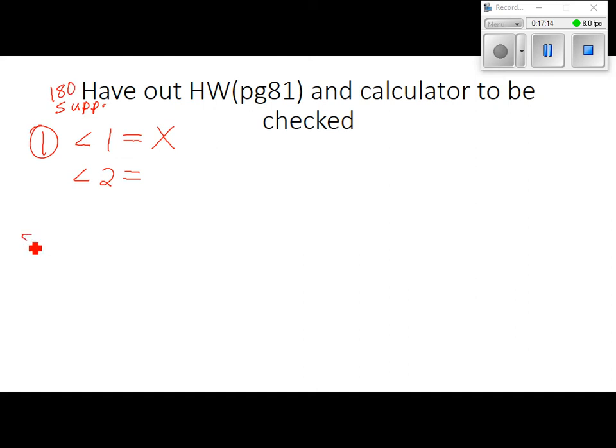If angle 1 was 50, what's angle 2? 130. If angle 1 was 70, what's angle 2? 110. If angle 1 was 80, what's angle 2? What are you doing each time? Subtracting from 180. If angle 1 is x, what's angle 2? Is it just 180? What'd you do? Each time you did what? 180 minus whatever it was, right? So if it's x, you're going to do 180 minus what?